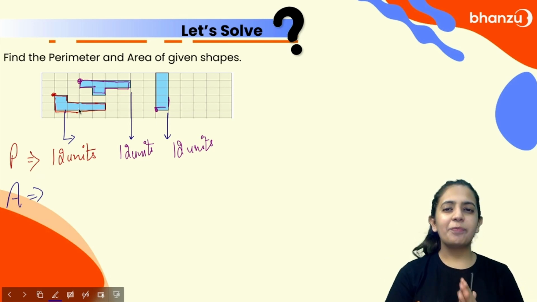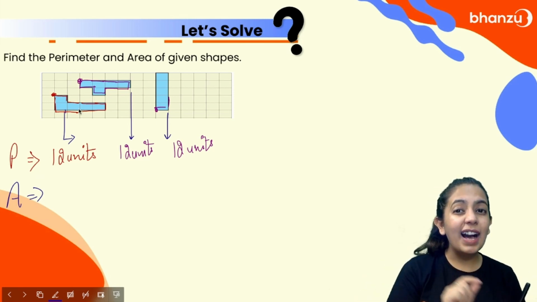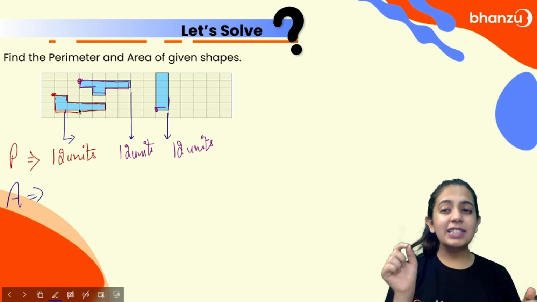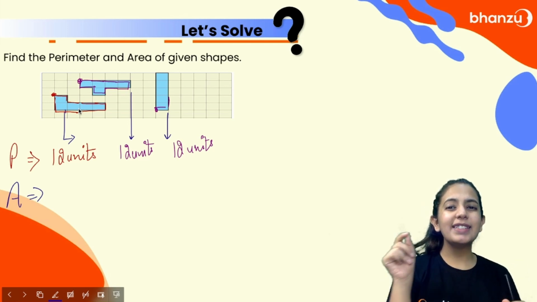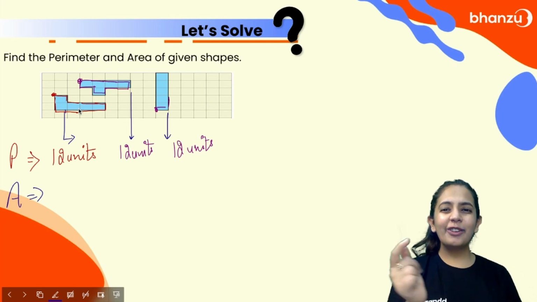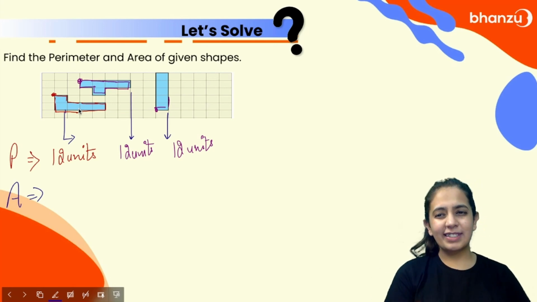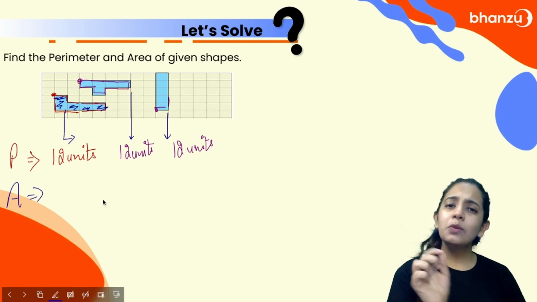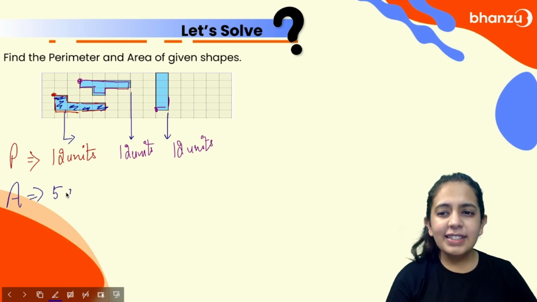Starting with the first one. What is area? The space inside the shape, right? So tell me, how much space is the first one occupying? That is, what is its area? Simple, no? Count the number of square boxes. It is occupying 5 small square boxes of side 1 unit. So therefore, its area is 5 square units.